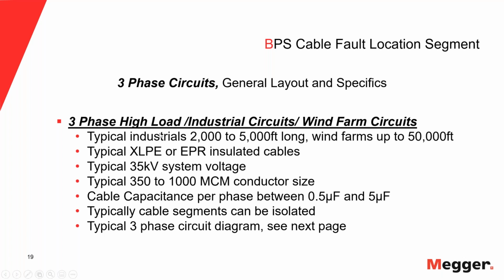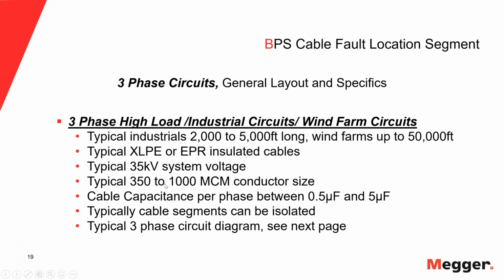And most of the time, all these circuits have either XLP insulated cables or EPR insulated cables. There is very little paper cable involved in these industrial circuits. Typical system voltage is 35 kV, and typical conductor sizes range from 350 to 1000 MCM. It could also sometimes be 1200 or 1500 MCM, depending on the load.